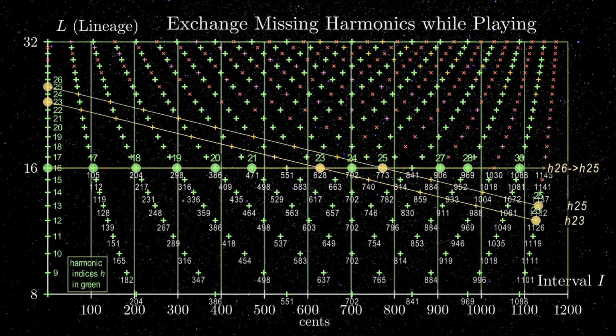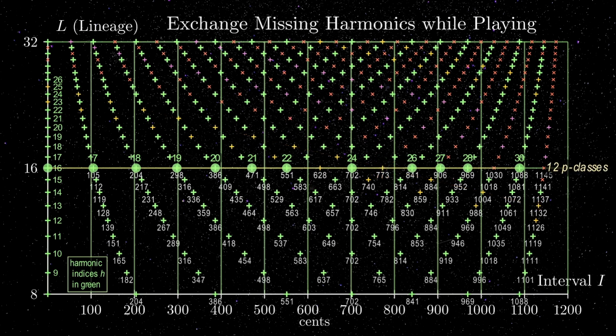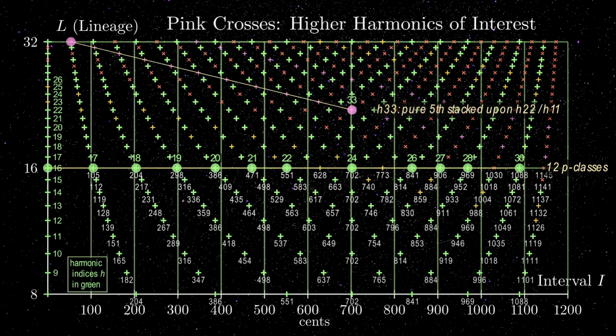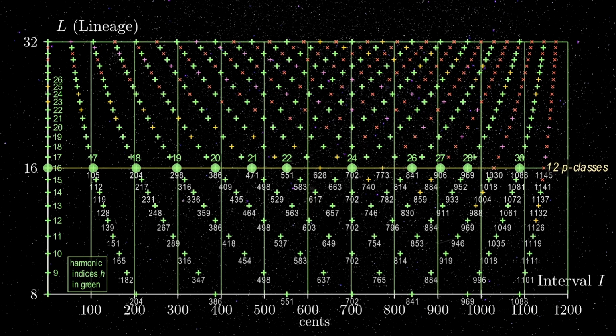The 22nd harmonic can be interchanged with the 23rd harmonic, and the 26th harmonic can be interchanged with the 25th harmonic on the fly. Pink crosses indicate 2 higher harmonics of particular interest. They would generate supplemental pure fifths above the harmonics indexed 11 and 13, which are already implemented. Harmonics marked with red crosses are not implemented.